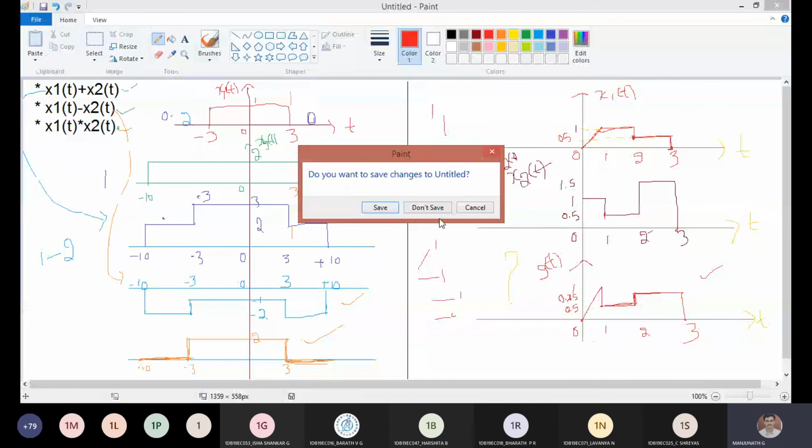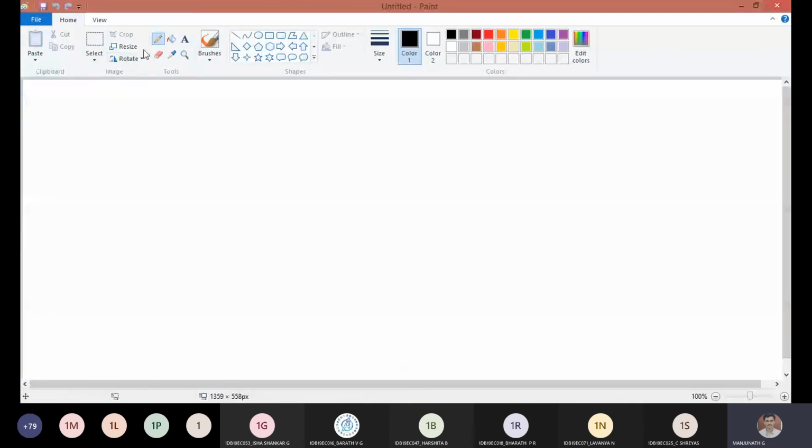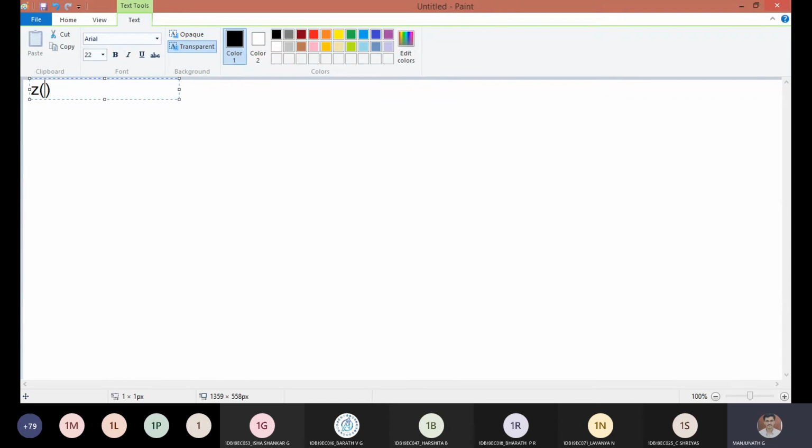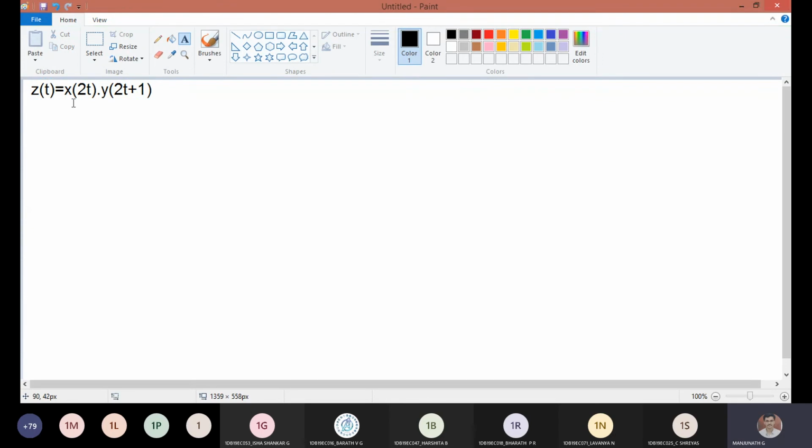Okay, read the question. Find z of t. So you have to solve this problem. Find z of t is equal to x of 2t into y of 2t plus 1. Dot given means it is understood as multiplication. I hope you got to know what things are given. So what is the thing they have asked? Is it clear? Clear picture is there? Yes, sir.